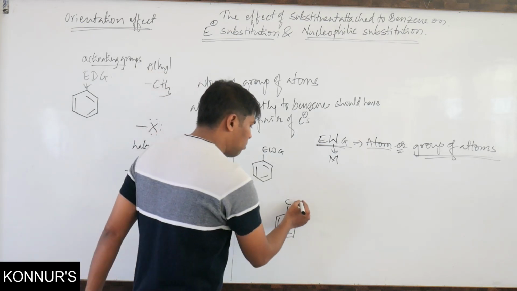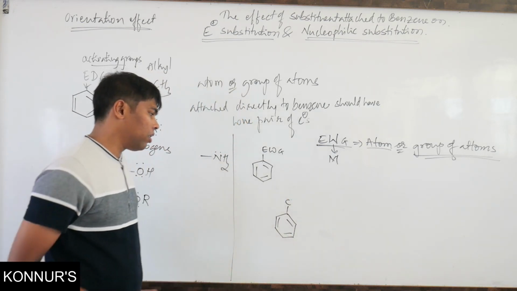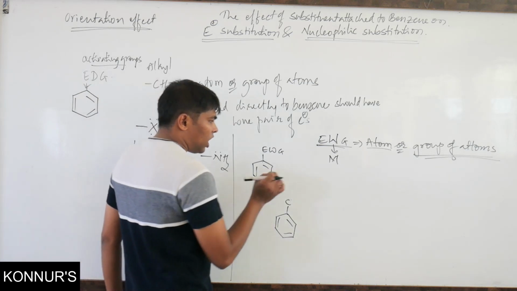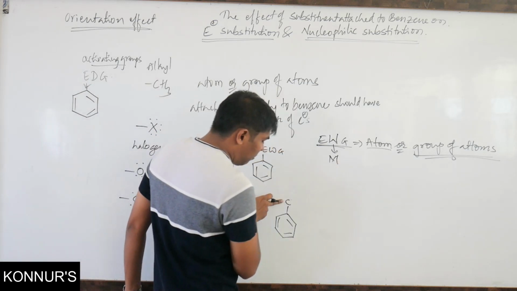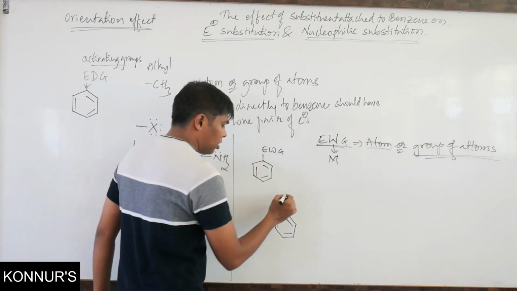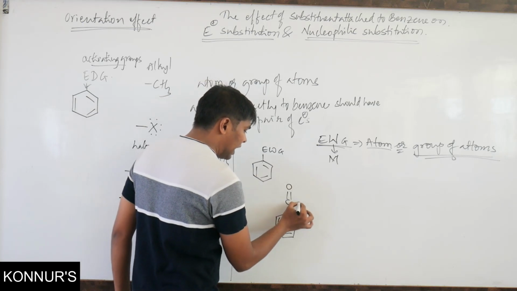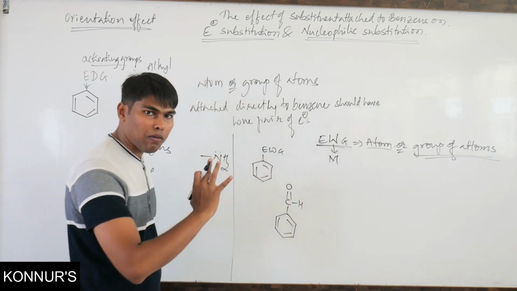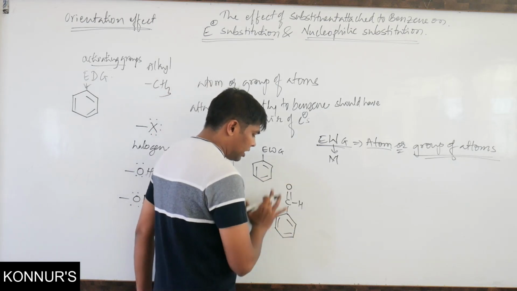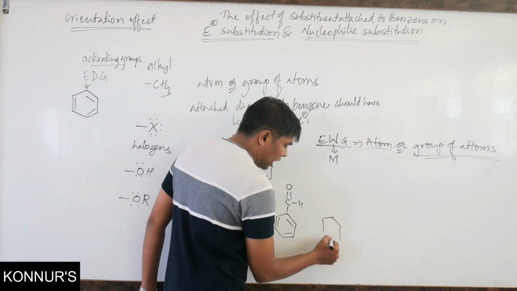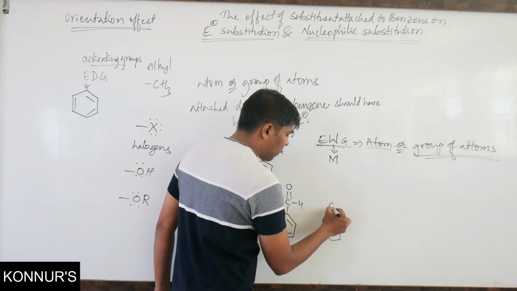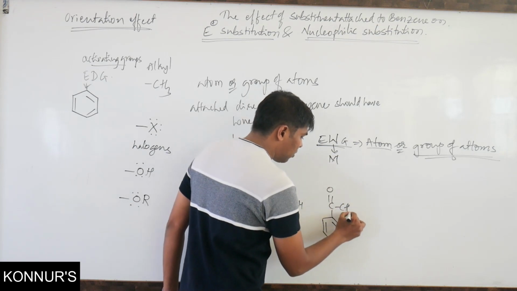You can take carbon to carbon also, there is a double bond. The only thing is that the carbon bound to benzene should contain a multiple bond. So I will take the aldehyde, benzaldehyde, as an example. And if you take a ketonic group, let us suppose acetophenone.